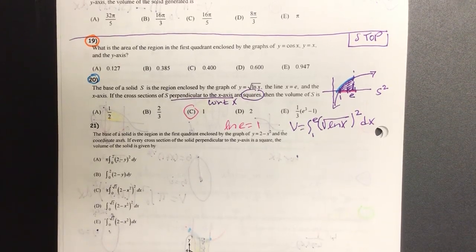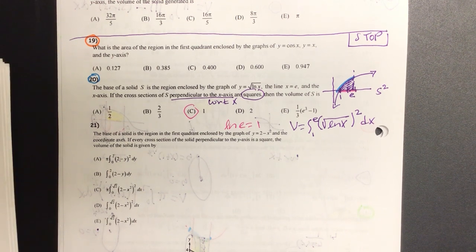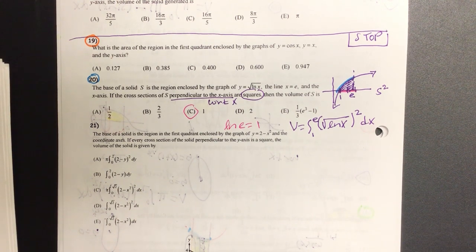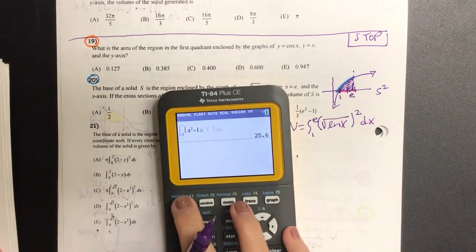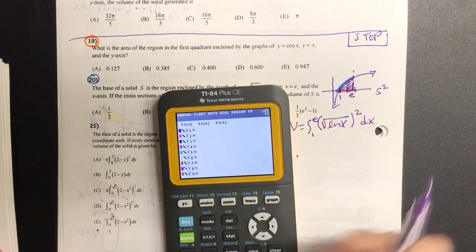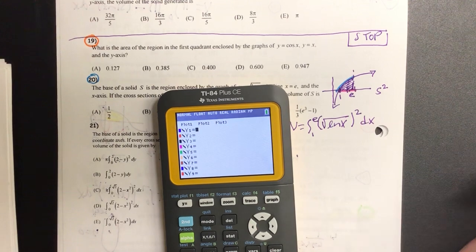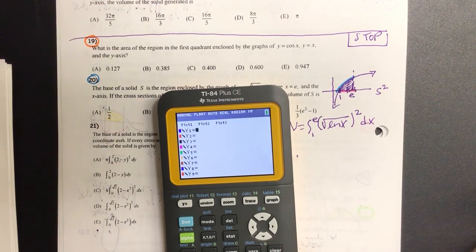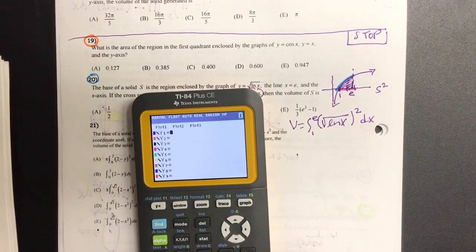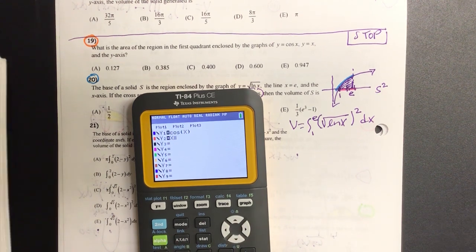What is the area of the region in the first quadrant enclosed by the graphs of y equals cosine of x, y equals x, and the y-axis? Okay, let's go ahead and graph this so we know what it looks like. We do in general know the cosine and y equals x, but where it intersects could be a very ugly decimal. So I would start with, I guess, a cosine of x and y equals x.